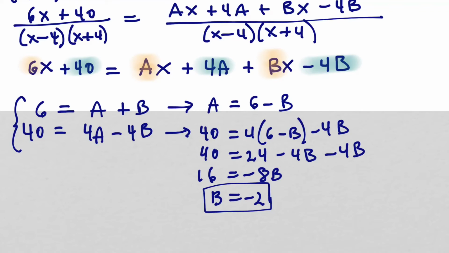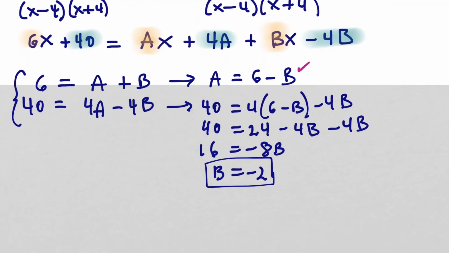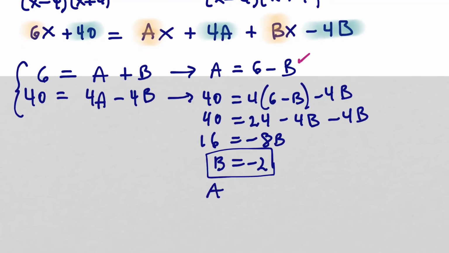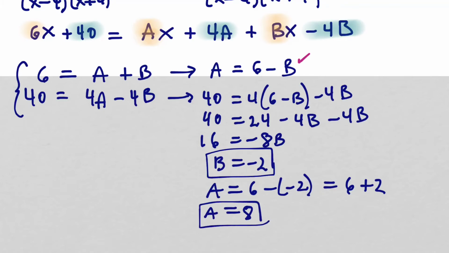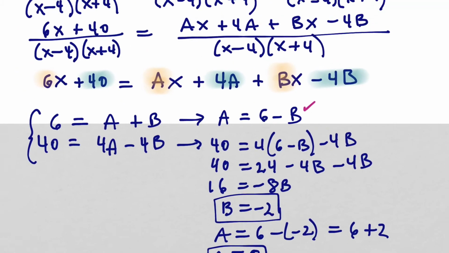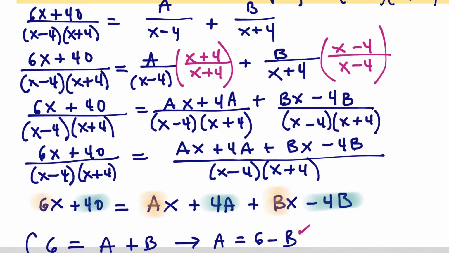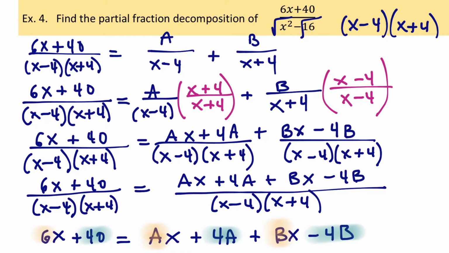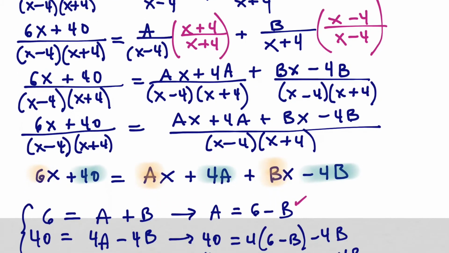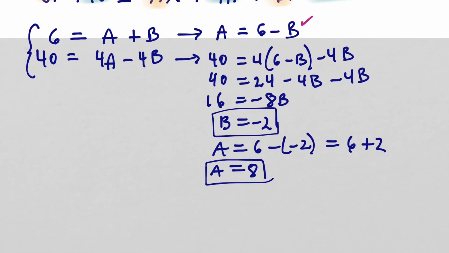Now go back to this equation and substitute for B. So we'll have A is equal to 6 minus negative 2, which is 6 plus 2. So A must be 8. All right, now we go back to the original equation to figure out which gets the A and which gets the B. So the x minus 4 gets the A, and the x plus 4 gets the B. So A goes with the minus.